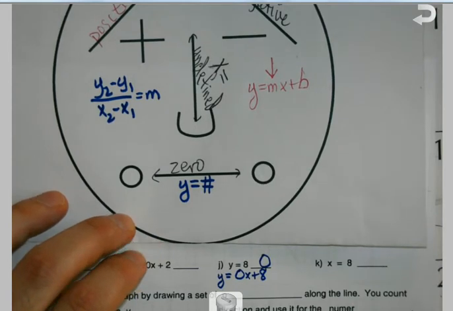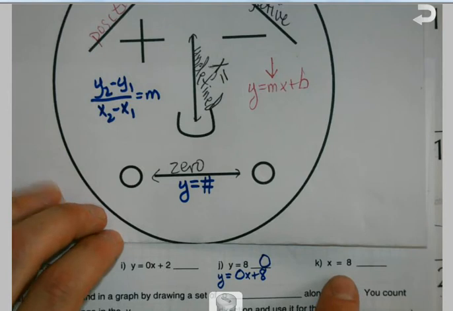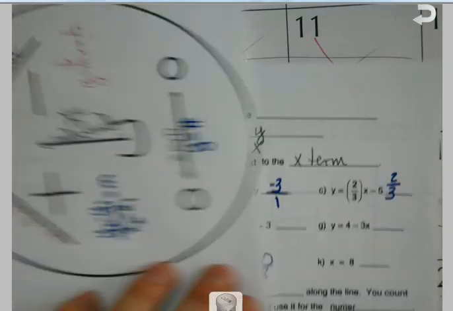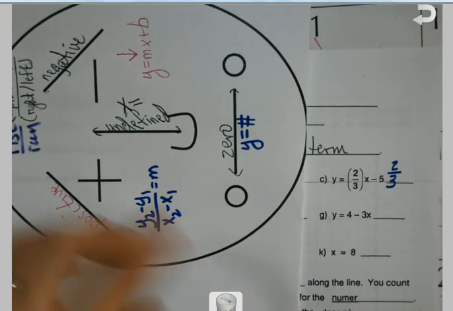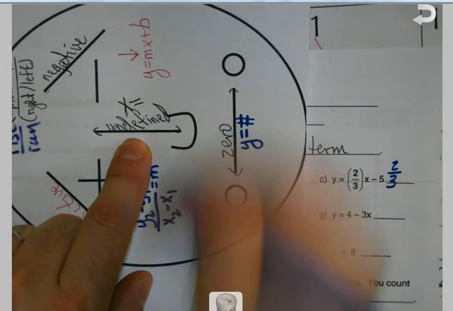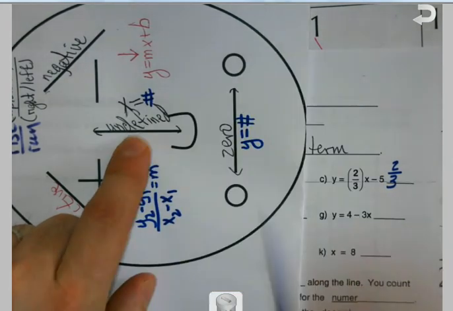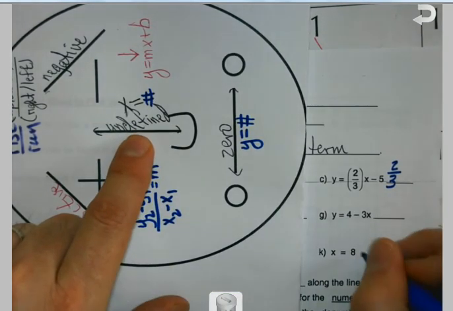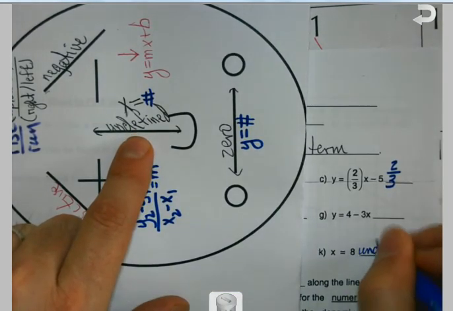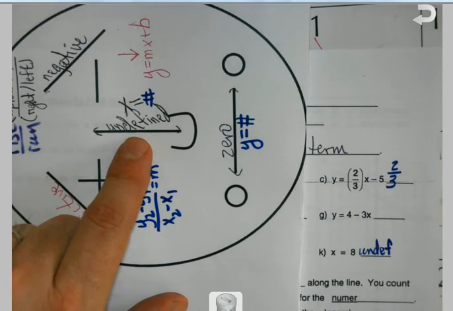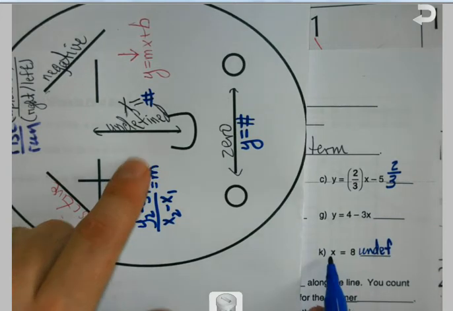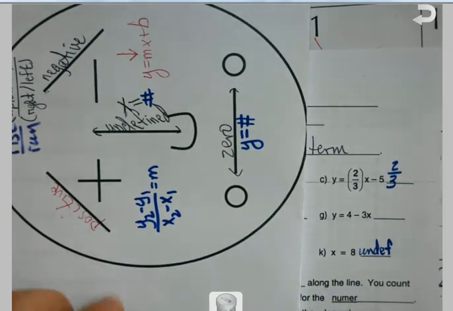Now the other one, that's a little more interesting. Because you look at K, and you're like, okay, here's Mr. Slope Guy. It says when it's x equals a number, it's undefined. So my slope, and I don't care if you just write undef or even UND, it'd be okay. But you're like, well, why is it undefined? Why isn't it a number? Because you're like, well, x is there. Could it be 1? No, because that only works when it's in a y equals.